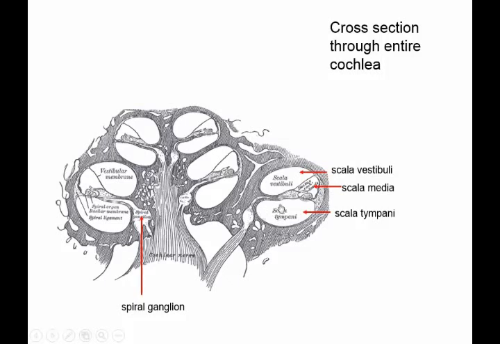That's the spiral ganglion down here. Remember that? Because this is where all the nerves sit that go into the cochlear nerve. So we've got lots of spiral ganglions. One here, one there, one there, one there, one there. So in fact, it goes all the way around the cochlea.